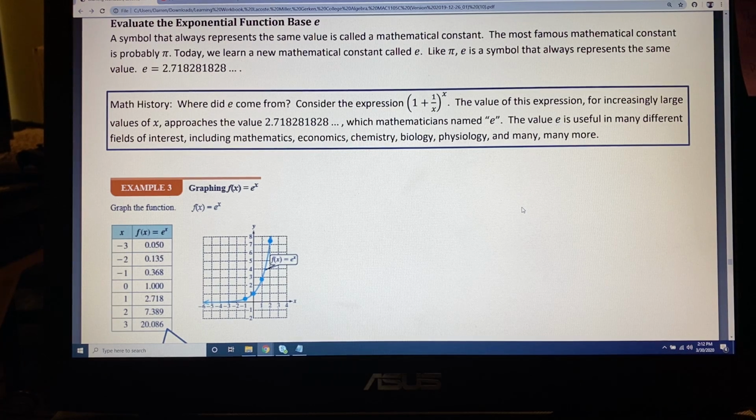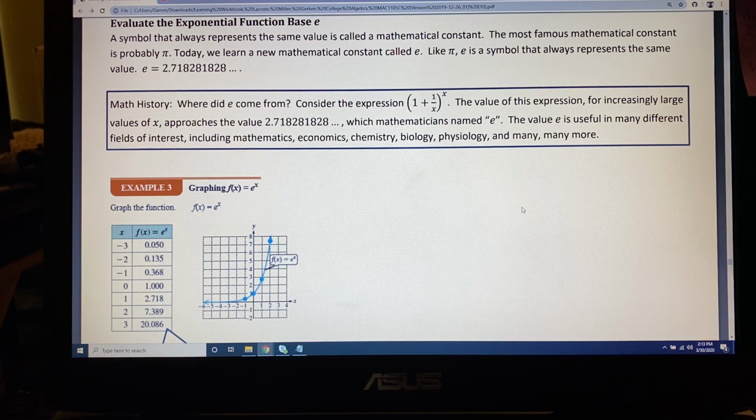A symbol that always represents the same value is called a mathematical constant. The most famous mathematical constant is probably pi. Today, we learn a new mathematical constant called e. Like pi, e is a symbol that always represents the same value. E equals 2.718281828459045, etc. Let's read this text box, which gives us some information about math history.